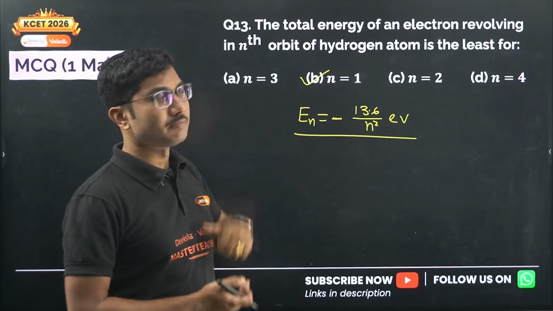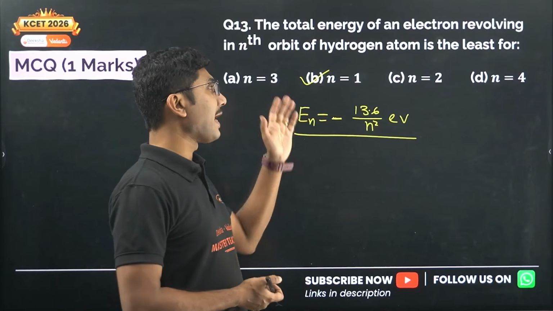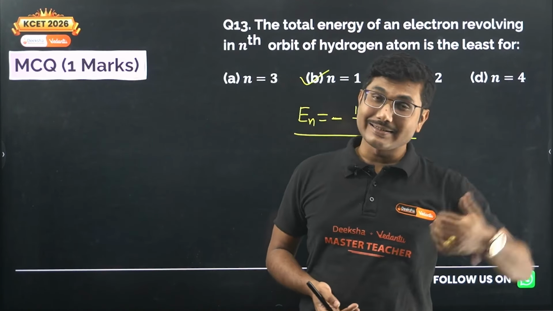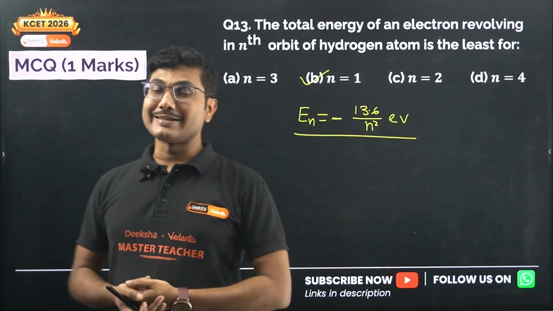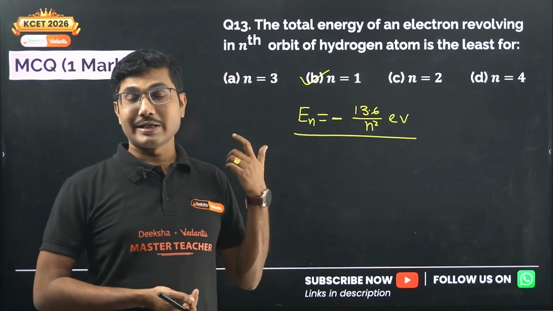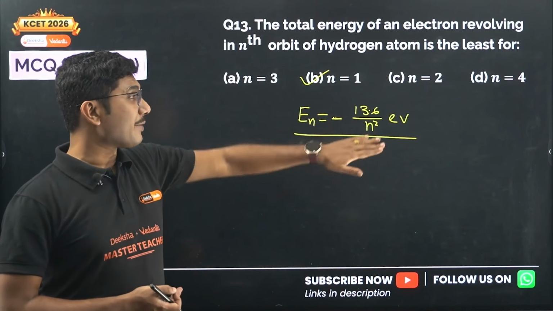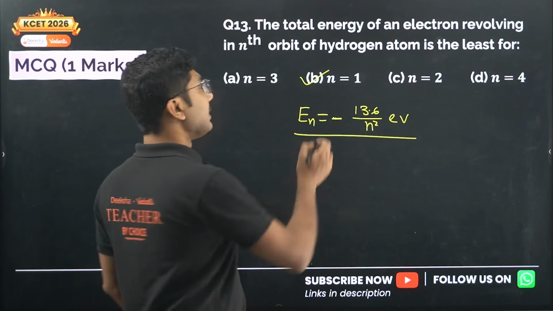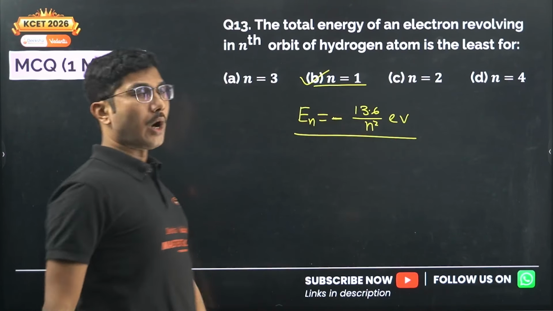So total energy is smallest in lowest orbit, as it is going in the higher orbit we say they are excited state. What is the meaning of excited state? Excited state means the energy of the electron is higher. So that means the smallest or lowest possible total energy of electron is at n equals to 1.